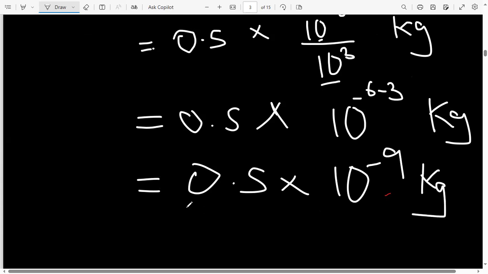Okay, so this guy here, we can notice that it's less than 1. Remember what we said about scientific notation. The number has to be greater than 1, but less than 10. So we have to make this guy here to be greater than 1. So what are we going to do?